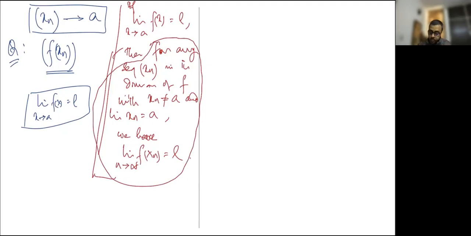Okay. Now, what we want to do is actually prove the opposite also. Then you would have a characterization of this statement, limit of f(x) being L, in terms of limits of sequences. So what we are going to be interested in next is this implication. So assume that this is the case, that for any sequence converging to A, limit of f(x_n) is L. Now we want to show that limit of f(x) is L.